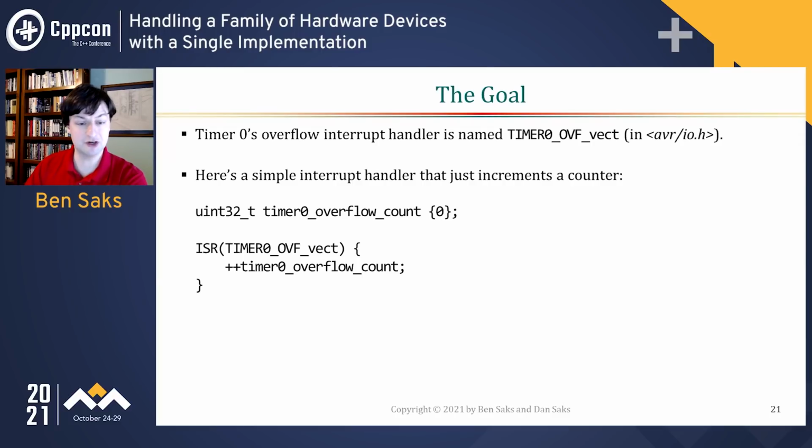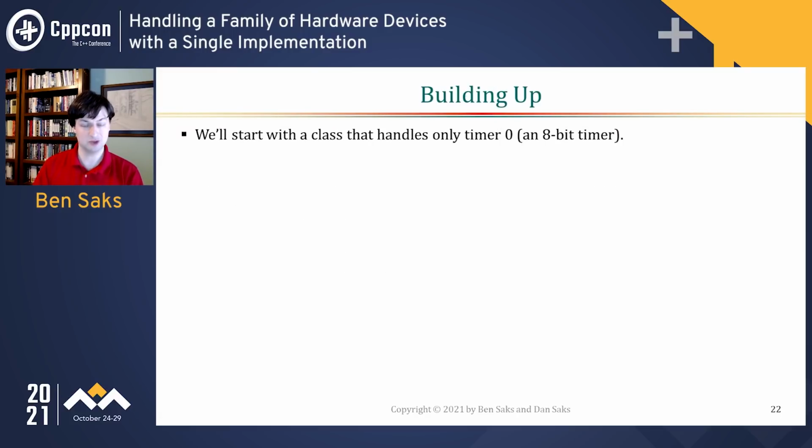So timer 0's overflow interrupt is called timer 0 OVF vec, just overflow vector. And so if we want to write an interrupt handler for this, we simply use this ISR macro. It looks pretty much like defining a function, just with a slightly different beginning. And then here's a simple version of an interrupt handler that just counts the number of times that the interrupt has occurred. Could be lots of things. That's just a simple example here.